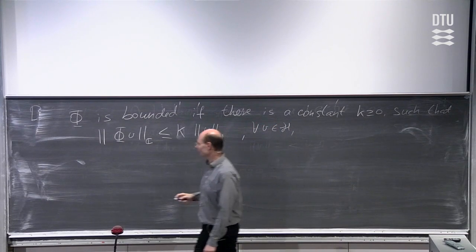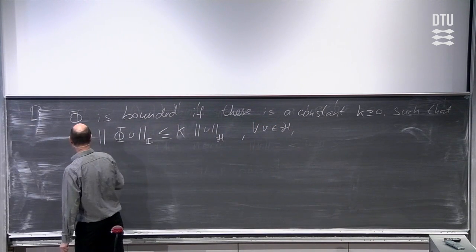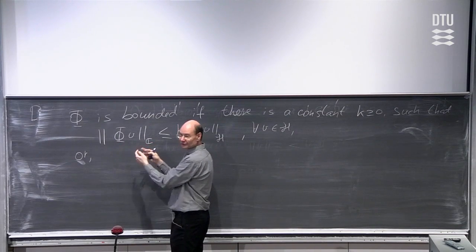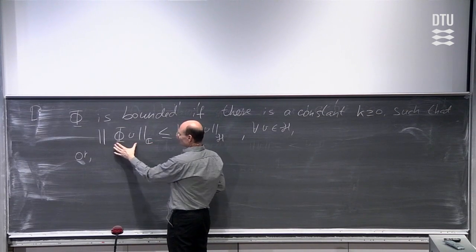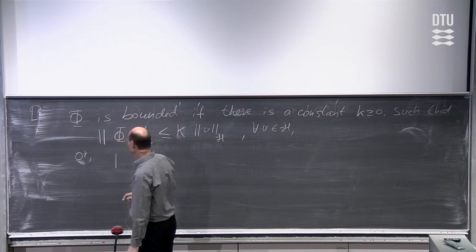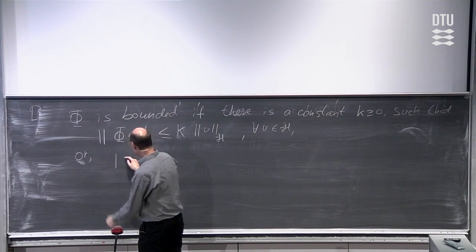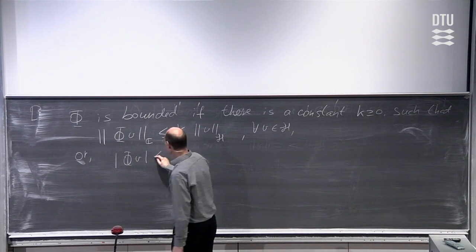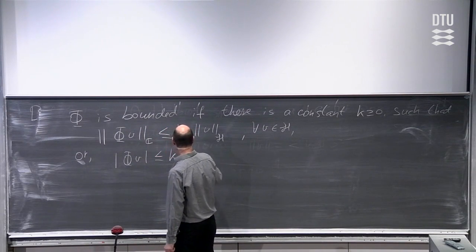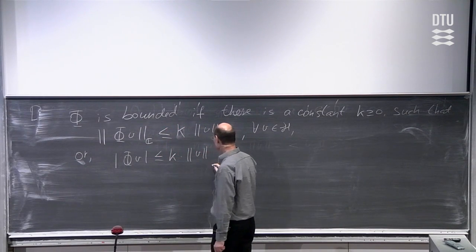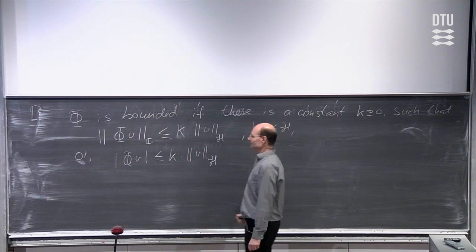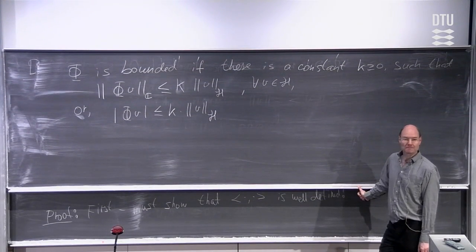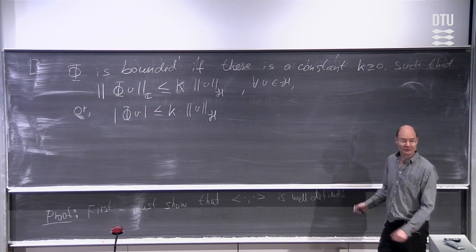So what does this mean for us? Since this is just a complex number and the norm is just the usual absolute value, we can equally well write it as the absolute value of phi of v, and this should be smaller than or equal to k times the norm of v in H. So the question is, when is this condition satisfied?